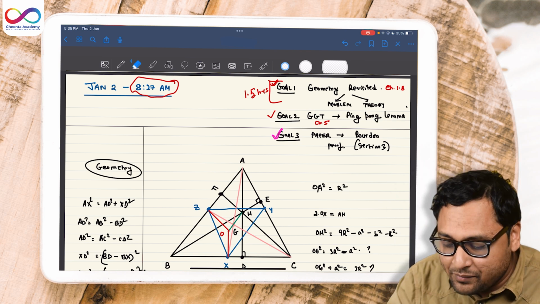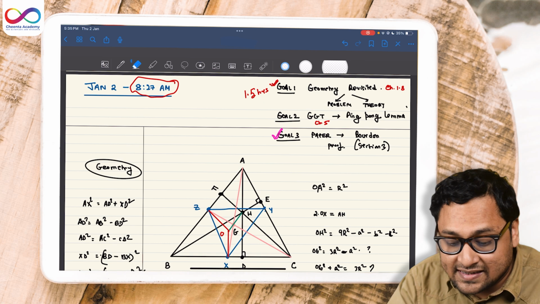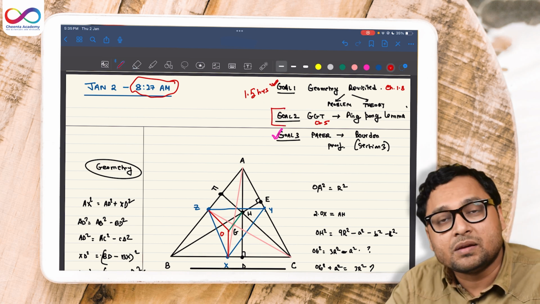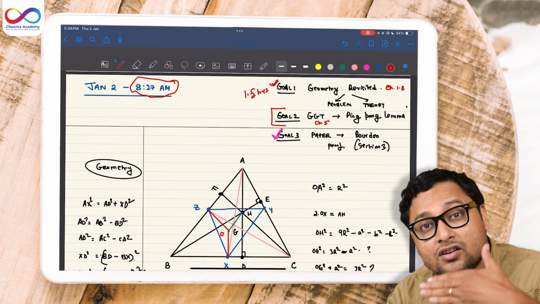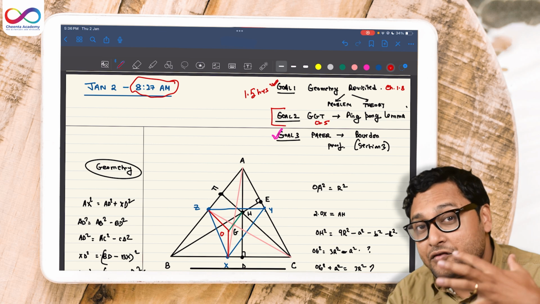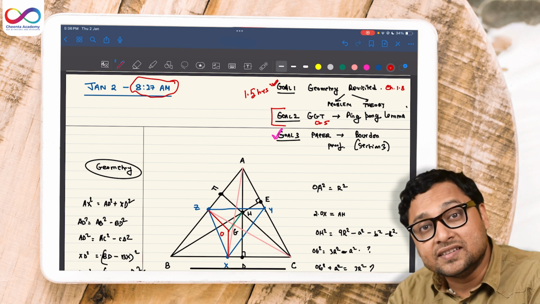The second step, I am also interested in research. Maybe you already know this, that Cheenta has a very robust research program for school students and undergraduates. Sometimes university students also join us. Personally, I'm interested in an area of mathematics called geometric group theory. So the last part, the second and third goal of the day for me is devoted to research.